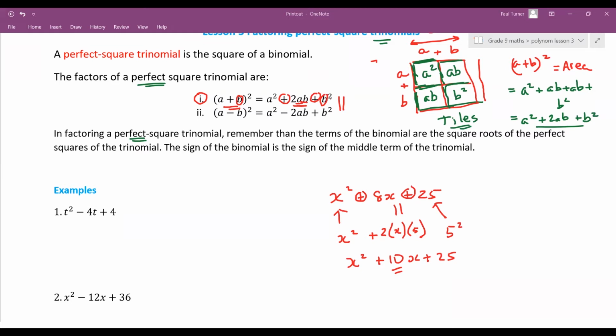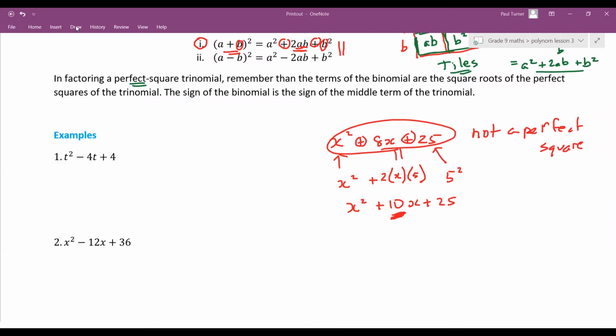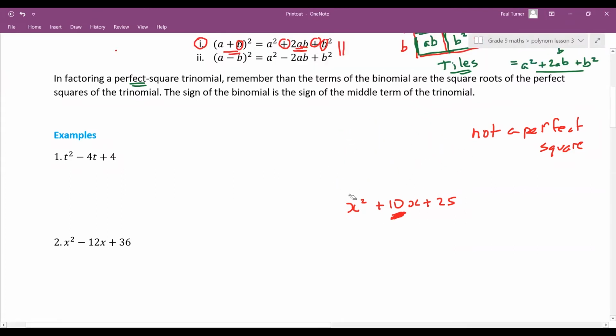So what I was saying is that this expression here is not a perfect square. Not this one, because the number you should have gotten is 10, not 8. Okay, so for another example, well, let's do one of the examples here anyway. So I'll clean up the board a bit, just to make it clear.